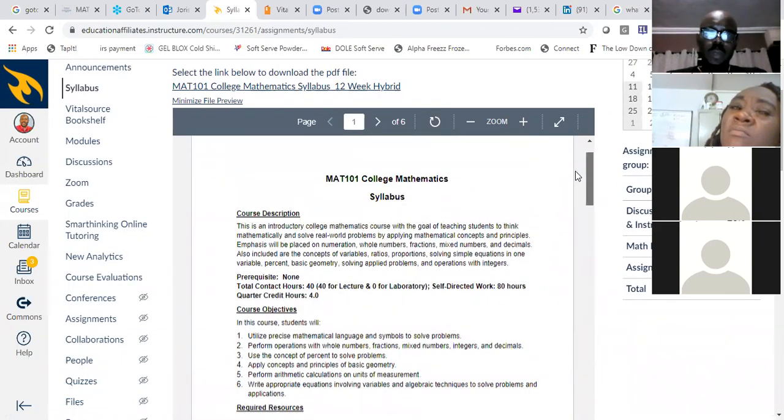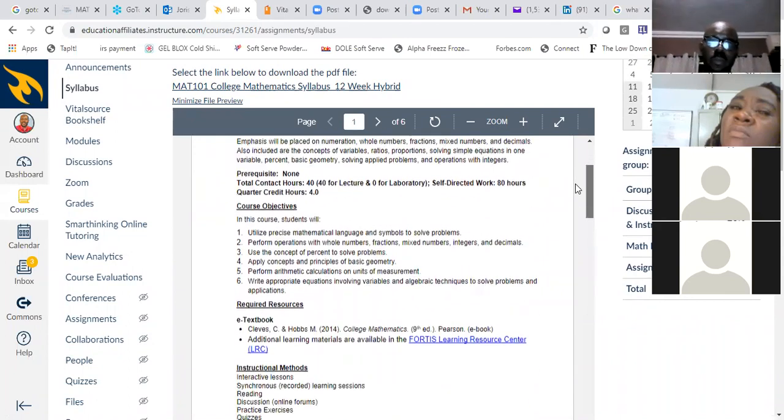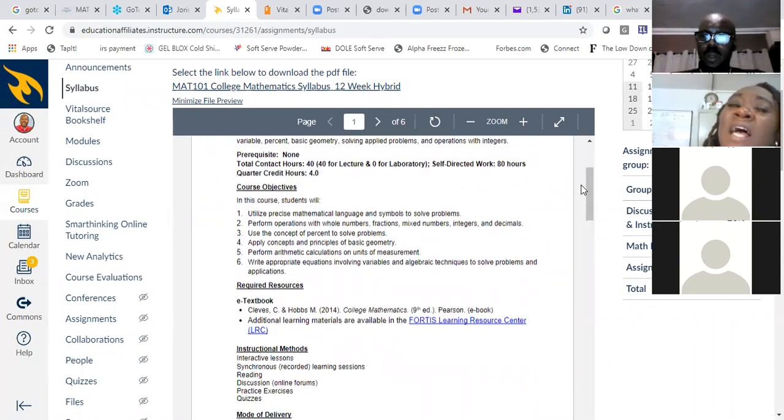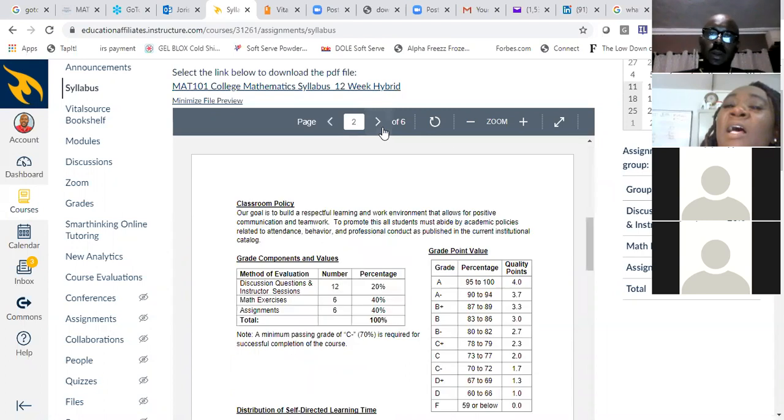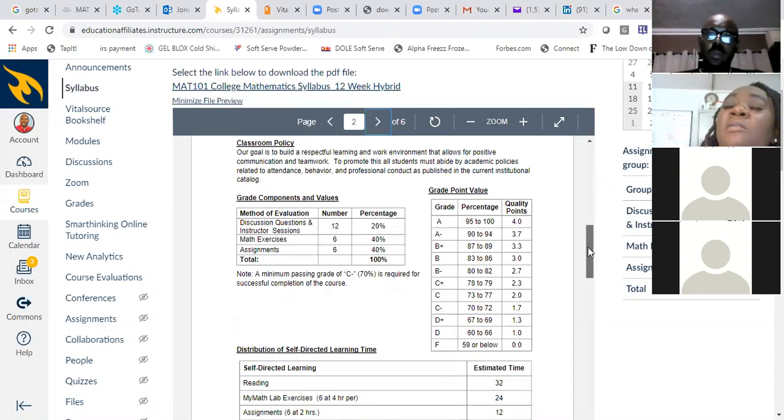Show me where you saw it, please. That's going to be the second or third page. The second or the third page. Okay, you keep going down.